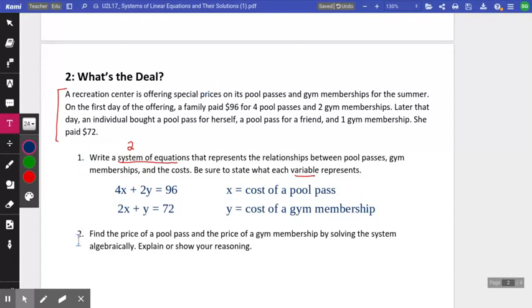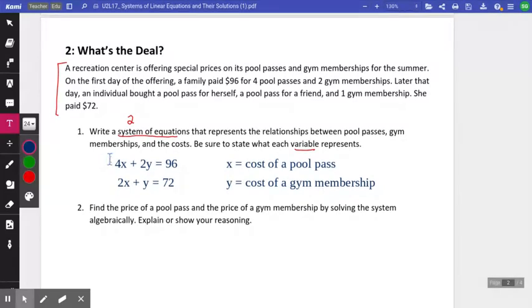In number 2, it tells us to find the price of a pool pass and the price of a gym membership by solving the system algebraically. Explain or show your reasoning. We've talked through in our past couple lessons how you can solve systems of equations. They're naming solving it algebraically. So the strategies we learned to solve algebraically are substitution or elimination. I'm going to have you go ahead, pause the video now, and solve this system algebraically.